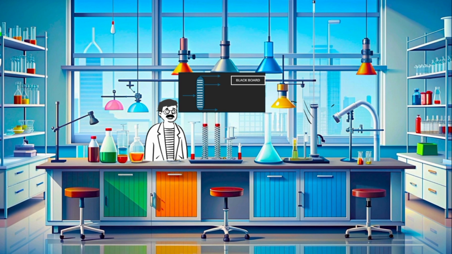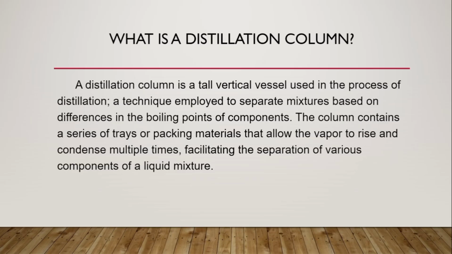A distillation column. What exactly is a distillation column? A distillation column is a tall vertical vessel used in the process of distillation. Now, what exactly is distillation? A technique employed to separate mixtures based on differences in the boiling points of components. The column contains a series of trays or packings, materials that allow the vapor to rise and condense multiple times, facilitating the separation of various components of the liquid mixture.